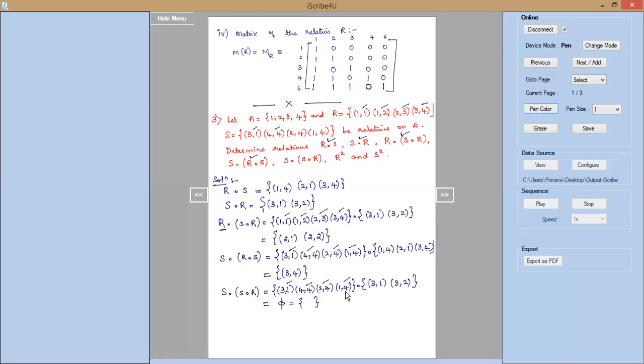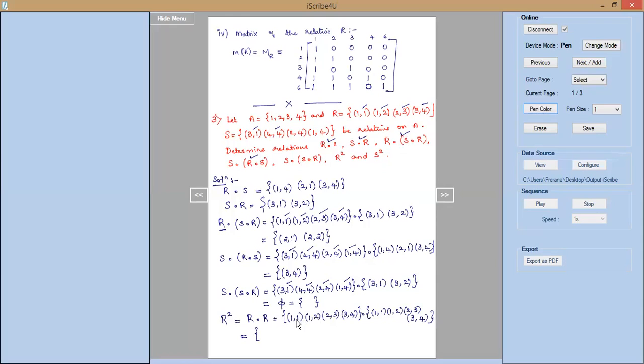Next we will find out R square. R square is nothing but R composition R. From the definition, R square is nothing but R composition R. Let us write down those R elements here for convenience. R is given by (1,1),(1,2),(2,3),(3,4). I have to do composition of the same set once again. That is (1,1),(1,2),(2,3),(3,4). Let us do our composition as R composition R, which is nothing but R square.